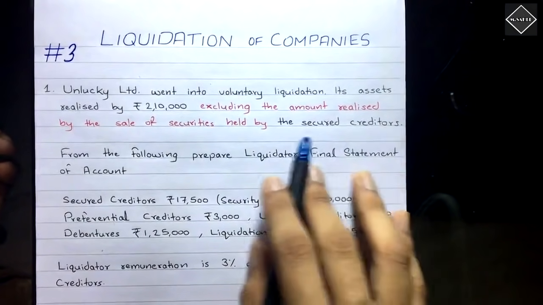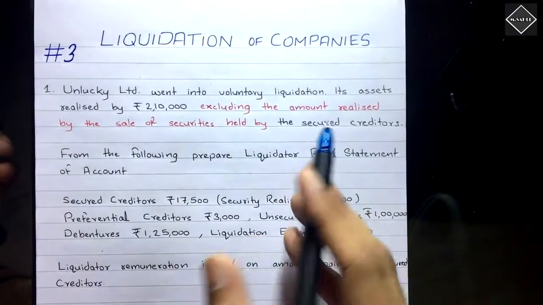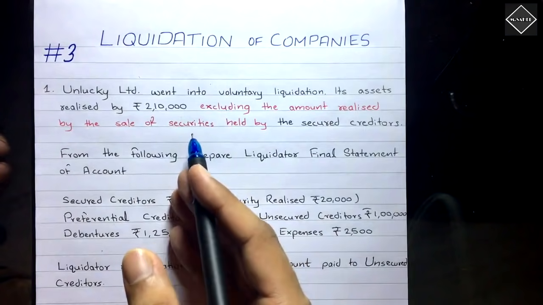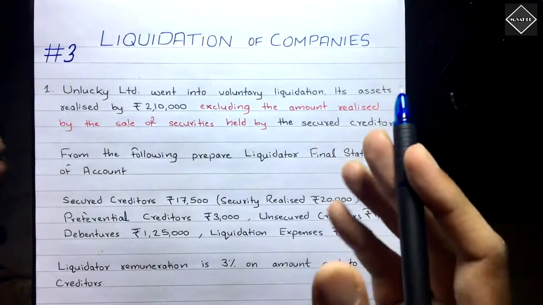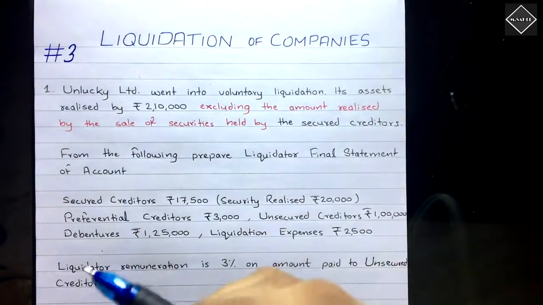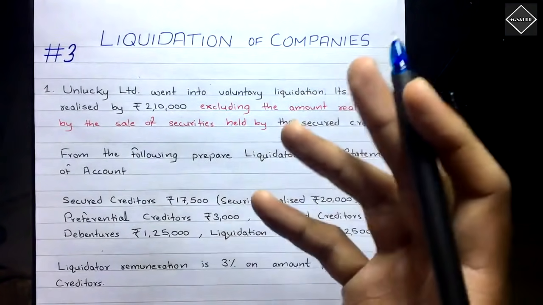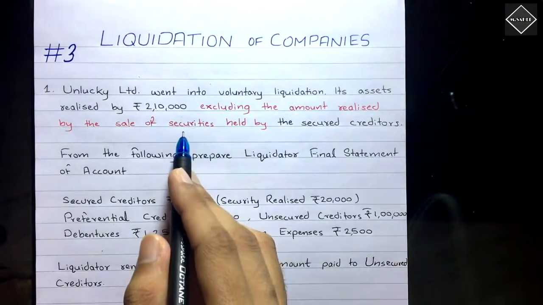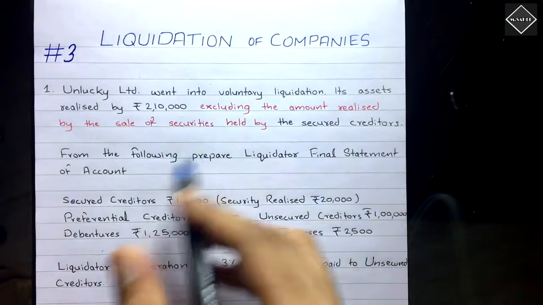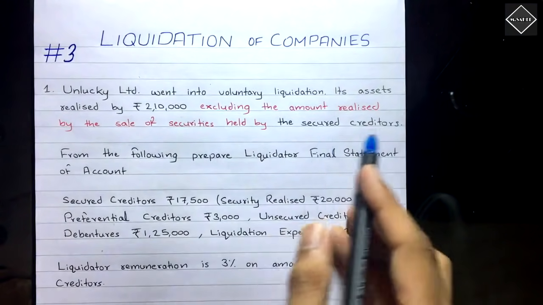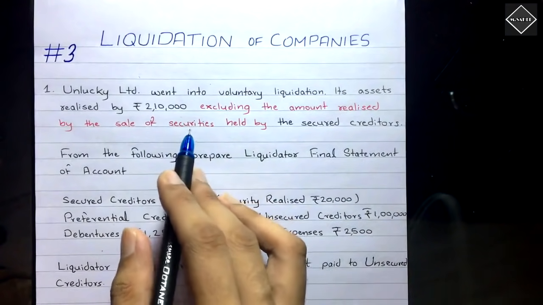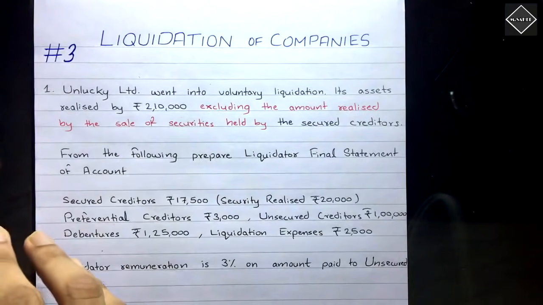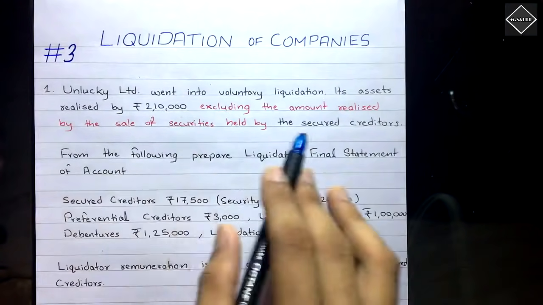Now you know what secured creditors are, right? They have a charge on specific assets, and that is called securities. When we get a loan from a bank or anything, what do we give? We give security, such as our home, our building, our land, something like that. So that is what is meant by securities here. Those securities will be sold to meet the liability of secured creditors, and the amount at which they are sold is not included in this 2,10,000. That is what is meant by this red sentence.